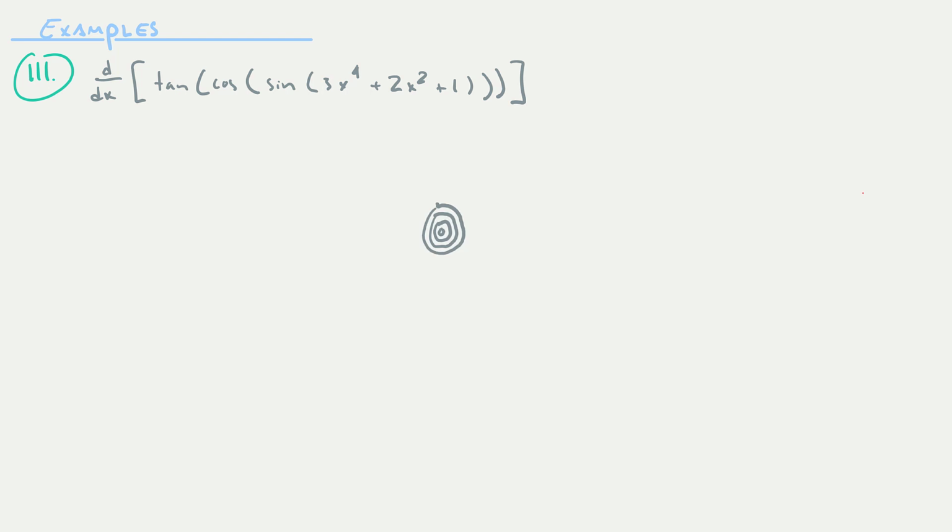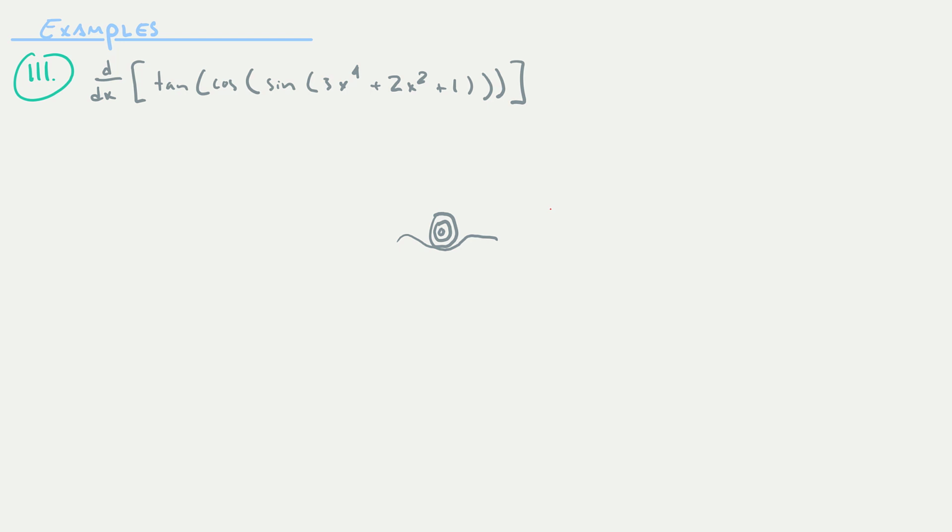My kind of concept image of, and here's another example, we're taking the derivative of the tangent of cosine of sine of 3x to the fourth plus 2x squared plus 1. My concept image is that of an onion. That's an onion. Pretend that looks like a much better onion. It kind of looks like a target, but it's an onion, okay? You just start peeling it away. We're just peeling off the outer layers.